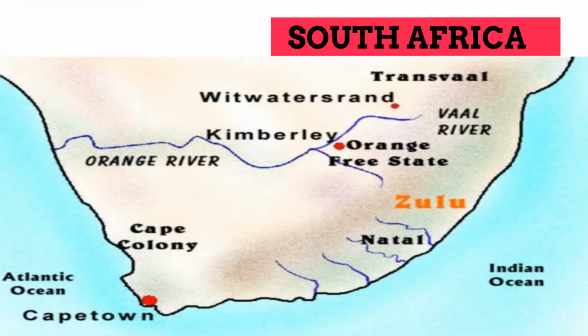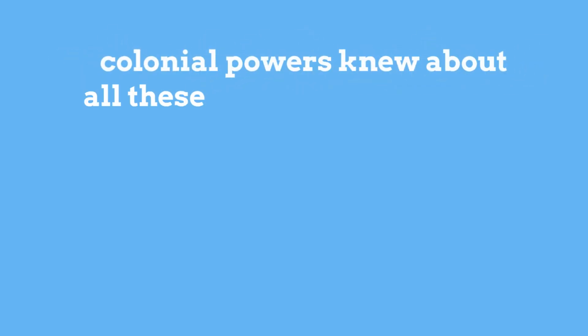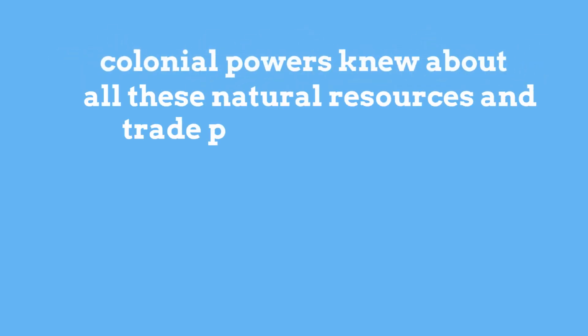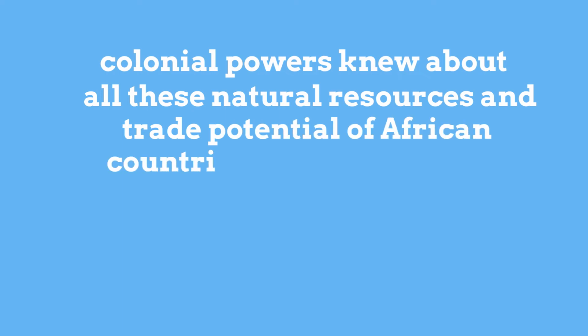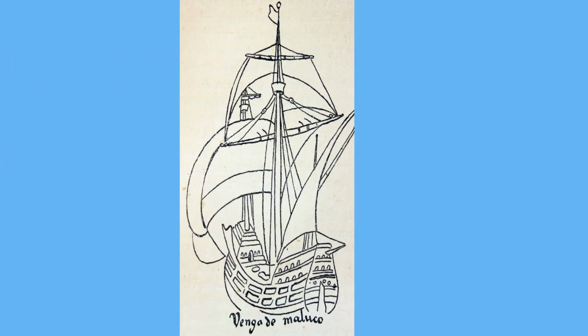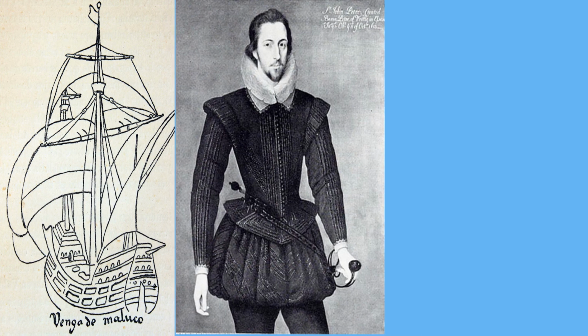South Africa. South Africa experienced a scramble from the Dutch and the British as they competed for diamonds in Kimberley and gold in Witwatersrand. Keep in mind, colonial powers knew about all these natural resources and trade potential of African countries from their agents, I mean the explorers, missionaries, and traders.